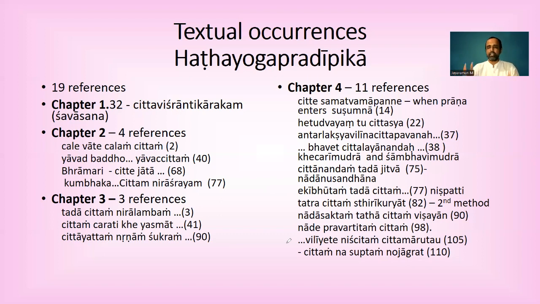The second type of nadānusandhana is by closing the ears in Shanmukhi mudra and focusing on various sounds. Whichever sound is heard, whether gross or subtle, one should allow the mind to stay with the sound. So the chitta should be stabilized in the nada that is observed in the second method of practice of nadānusandhana. That is indicated. There also you find the word nada and chitta.